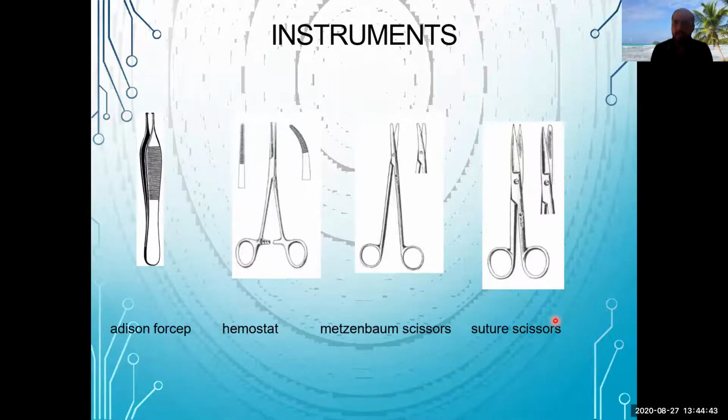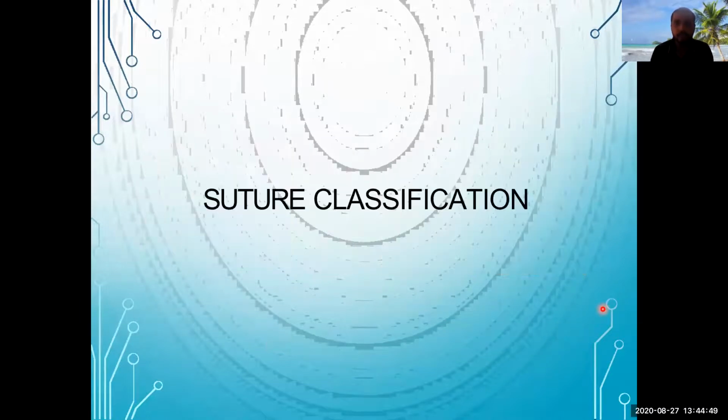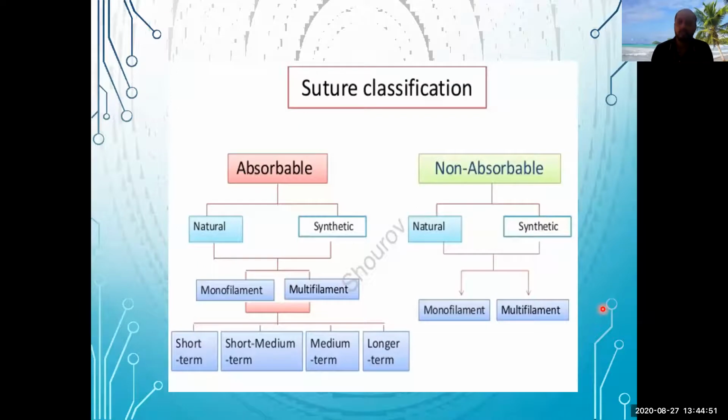So this is the instrument we require for suturing, which we are not going to discuss here. Now, sutures can be absorbable or non-absorbable. From the name, you will know that absorbable means it will get absorbed into the body tissues by itself. Non-absorbable means it will not be absorbed into the body. We have to remove it after its function is over.